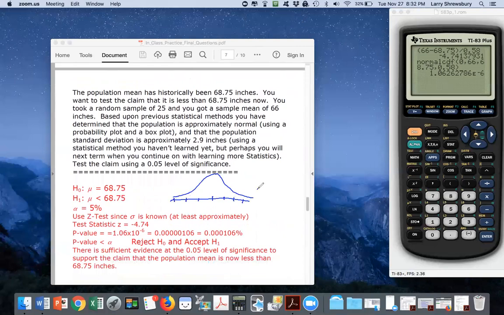And let's see, so I'll put an X bar here for the distribution of all the sample means. And this is what would happen if the null hypothesis is true. And if it's true, all these sample means will be clustered around the 68.75, right there in the center. Now our test statistic is this far below, so let's extend this out. 1, 2, 3, 4, 5. So it's probably right about there.